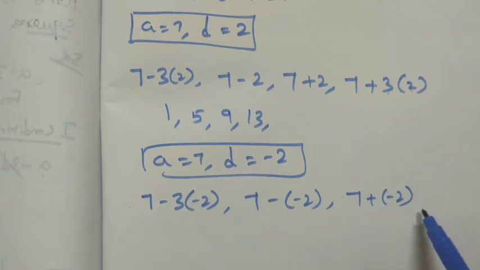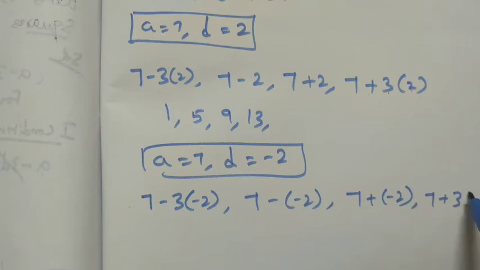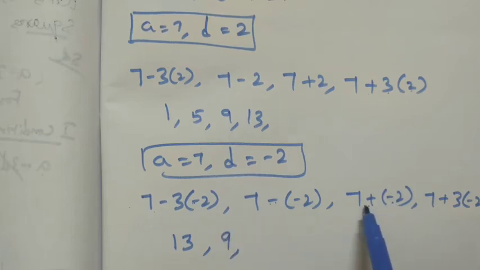D is equal to minus 2 is the value, right? Comma 7 plus of 3 into minus 2. Here minus into minus plus, 7 plus 6 equal to 13. Here minus into minus plus, 7 plus 2 is 9. And then 7 plus into minus is minus, 7 minus 2 is 5. Here minus 6 plus 7 is equal to 1.